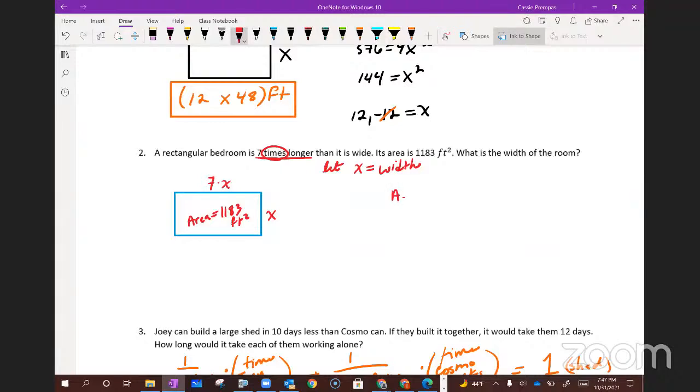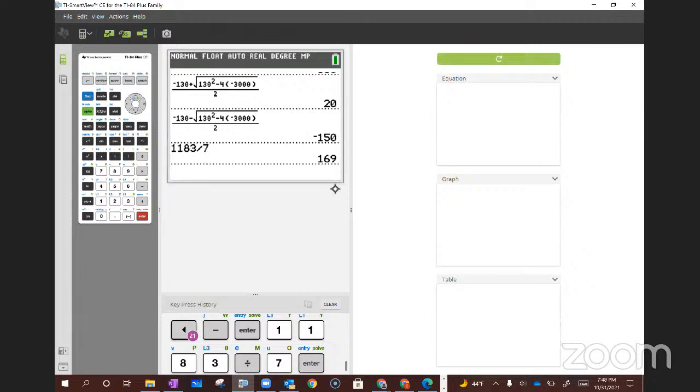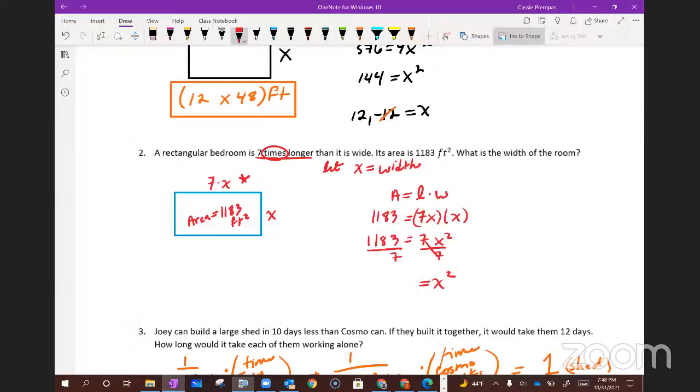I know area is equivalent to the length times width. So that tells me 1183 is going to equal 7x, because that's what I have for the length, times the width, which is x. Then I have 1183 is equal to 7x squared. Divide by 7, and that will give me x squared is equal to 1183 divided by 7, which gives me 169.